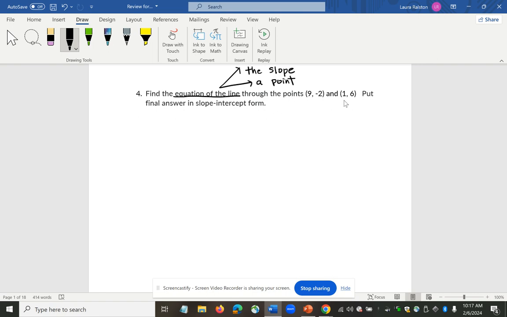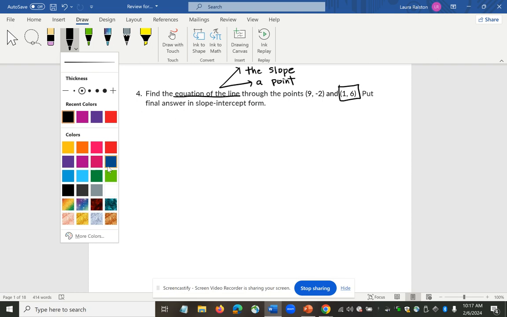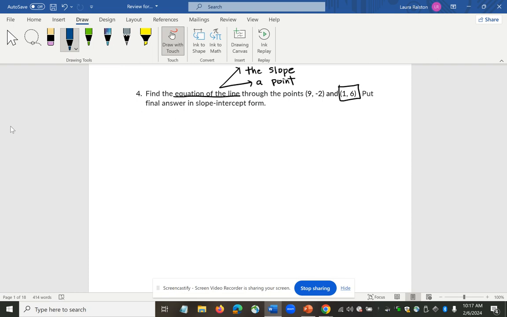Well, in this particular case, I have two points. So I have a point. It doesn't matter which one I use. Since I'm not overly fond of negatives, I'm going to use the point 1, 6. But I don't have the slope, but I do have enough information to find the slope. So in this scenario, the first thing I have to do is to find the slope using that same technique that we just used on question 3.